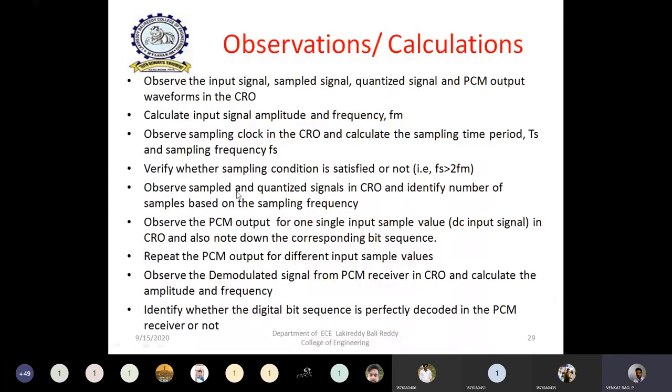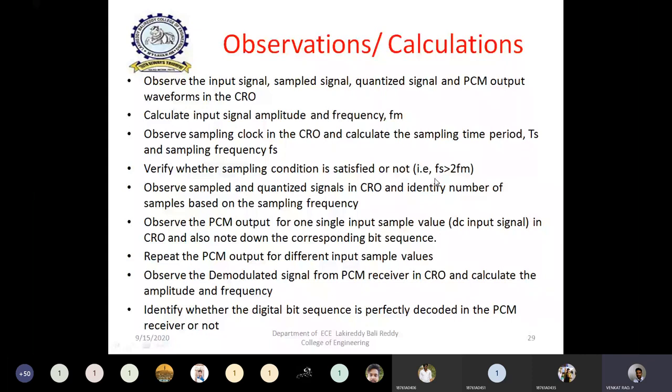After doing the experiment, all of you should make some observations and calculations. The first important thing is all of you must observe the input signal, sample signal, quantized signal, and PCM output, and should calculate the signal amplitude and signal frequency, that is fm. Based on that, you should calculate the sampling time, Ts. Ts is calculated from the sampling clock, that is the time period of that clock is nothing but Ts. Based on Ts, we can calculate fs, and then we need to verify whether the sampling condition is satisfied or not, that is whether fs is greater than or equal to 2fm or not.